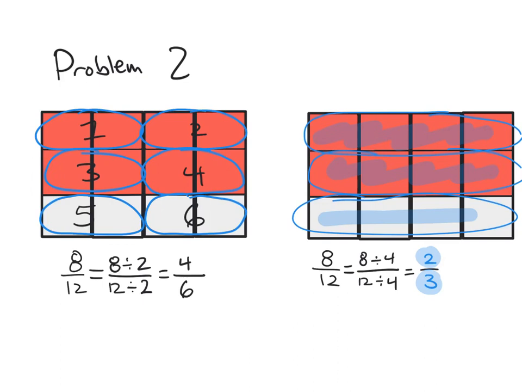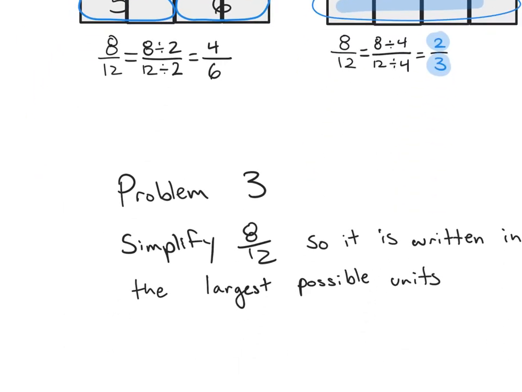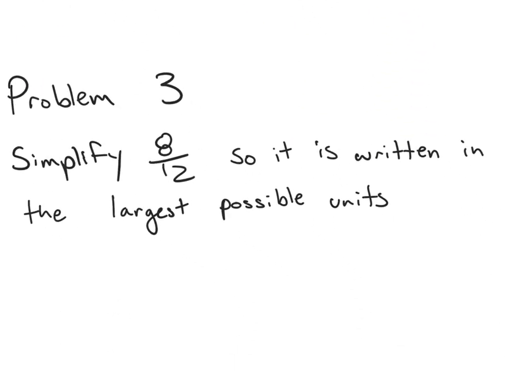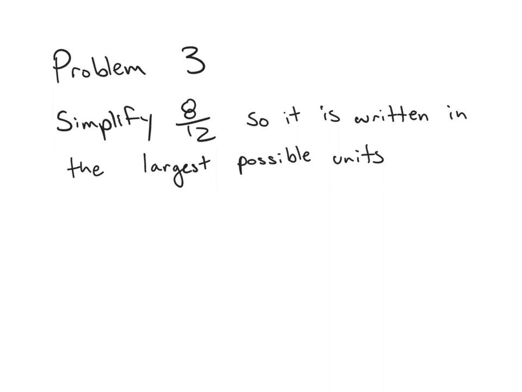So the last problem we're going to look at here, we're going to move away from the area model a little bit. And we're just going to look at how we can simplify that same fraction we just looked at, but to make sure that it is written in the largest possible units. So we're going to be making sure that we have 8/12ths written in the largest possible units. And what I mean by largest possible units is I want the denominator to be the smallest number possible, because I know that 1/2, or like halves, are going to be larger than something like twelfths, which are smaller.